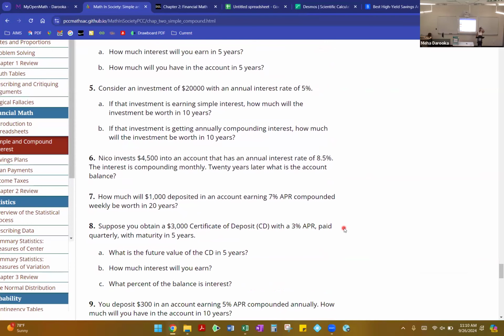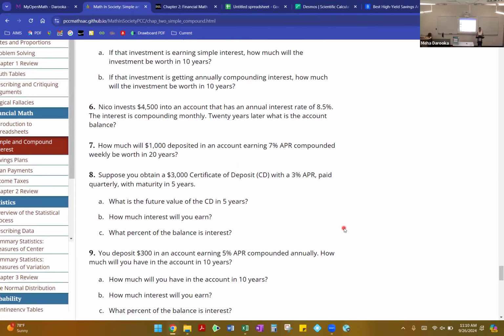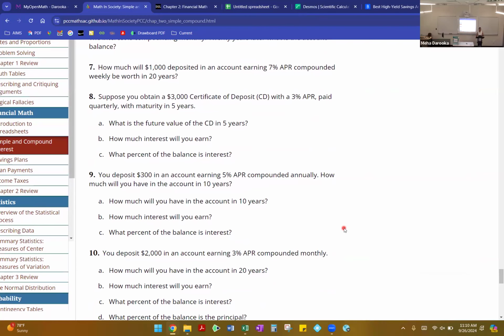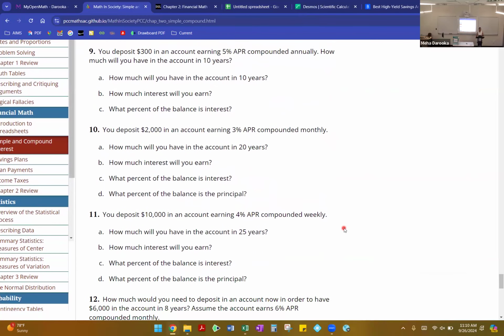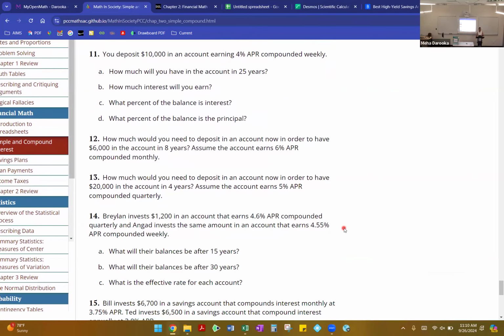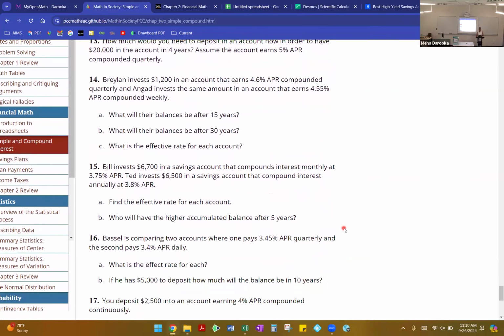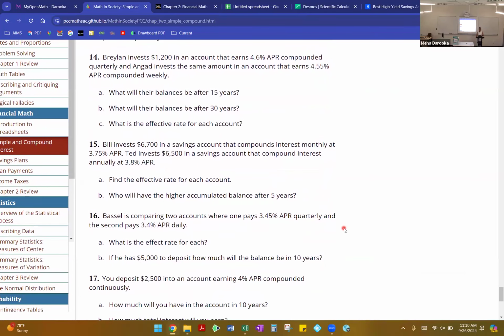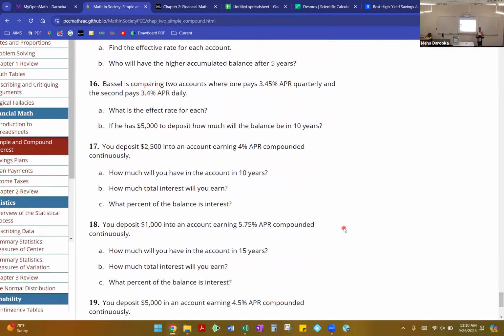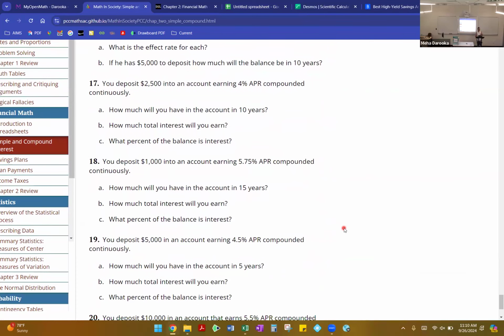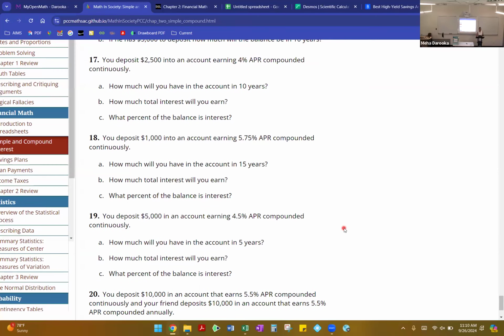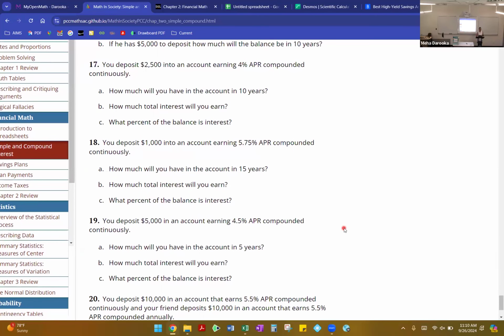This is just doing comparison, simple compound interest. Compounded monthly, compounded weekly, quarterly, annually. Compound interest annually, compound interest. There we go, number 17. So let's look at that one. I guess it wouldn't matter, 17 or 19, but yeah, let's do 17.